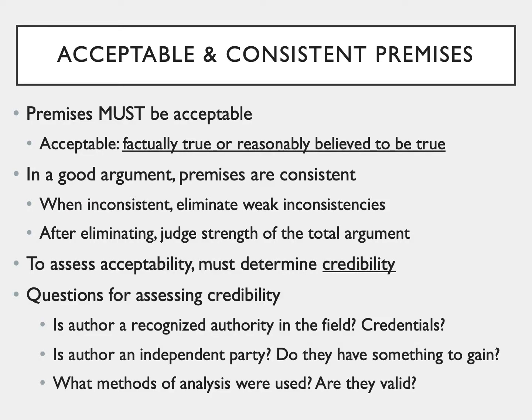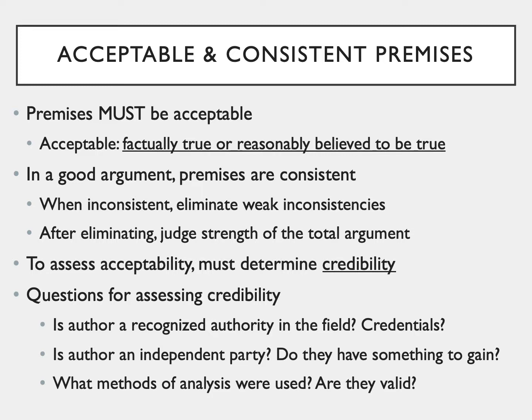First, acceptable and consistent premises. Premises must be acceptable, and by acceptable, we mean either factually true or reasonably believed to be true. Much of what we believe to be true comes from expert statements, as well as from personal, common, or shared knowledge. For example, we take as factually true that the sun is hot, that germs cause illness, and that California is bigger than Oregon. In a good argument, the premises must also be consistent.